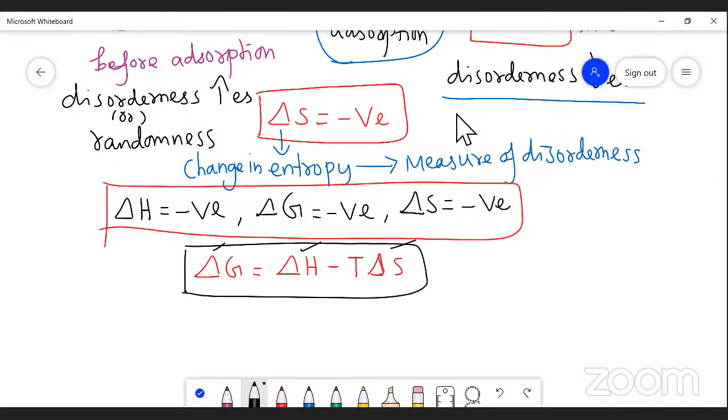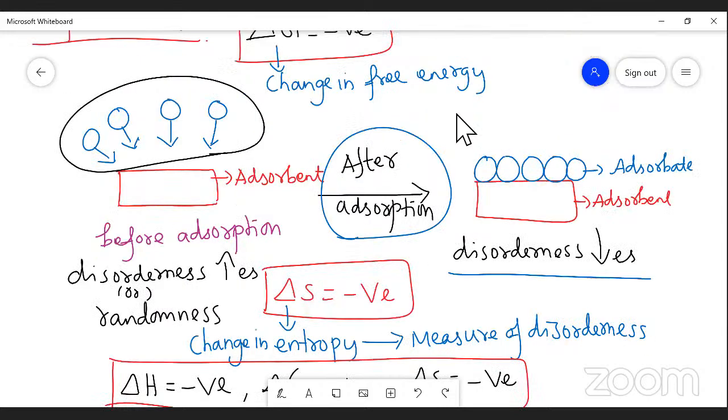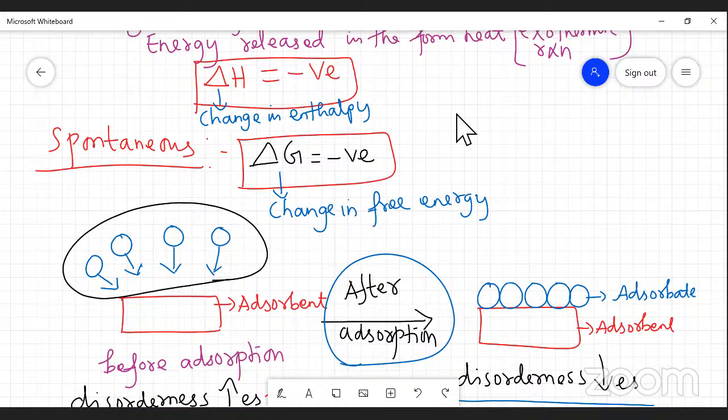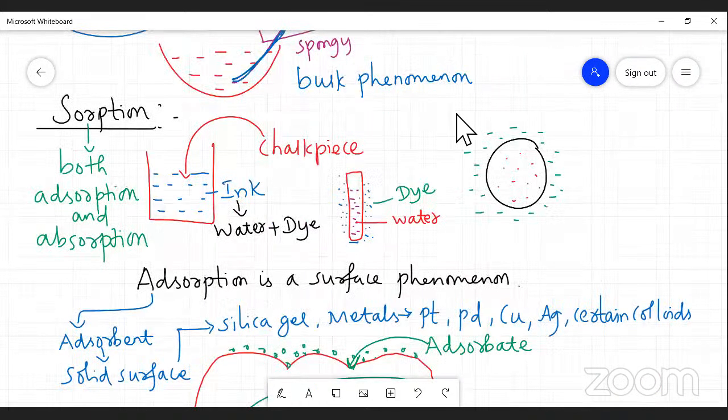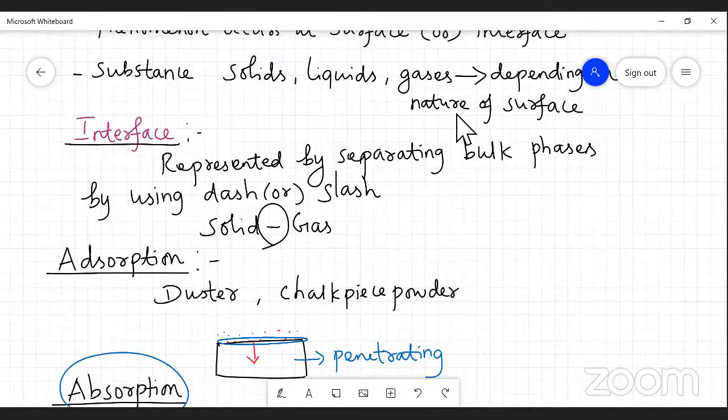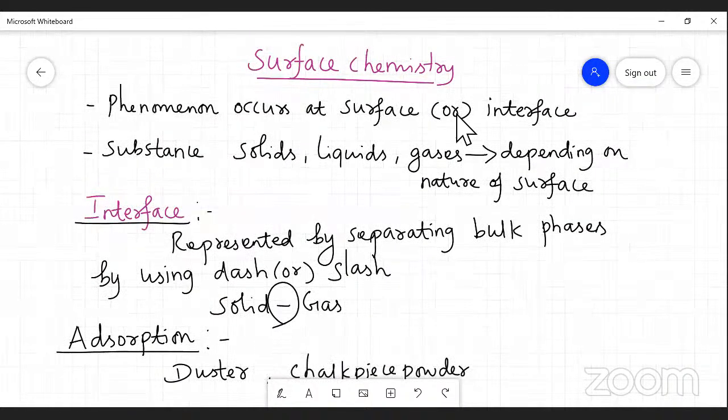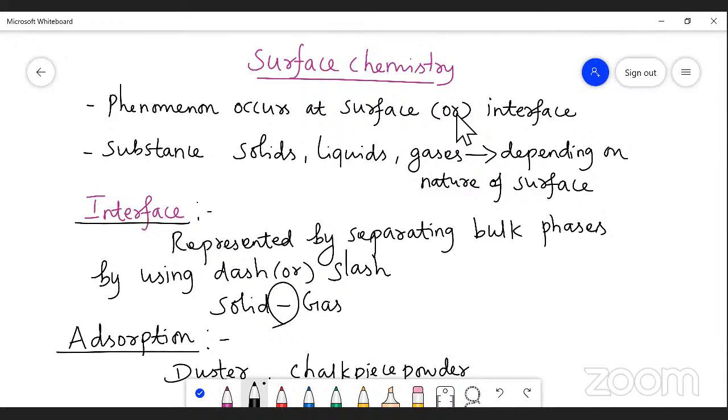Now listen. Today we have discussed only the concepts. So what is surface chemistry? Phenomena that occur at the surface or an interface.